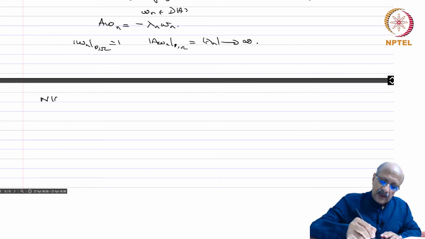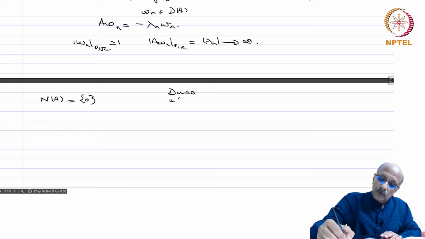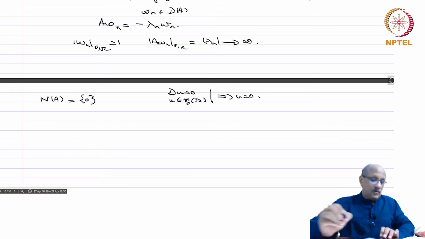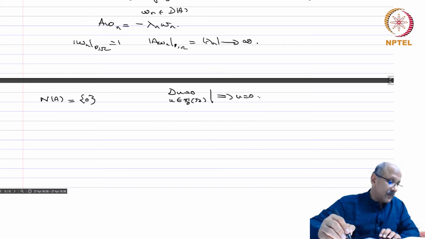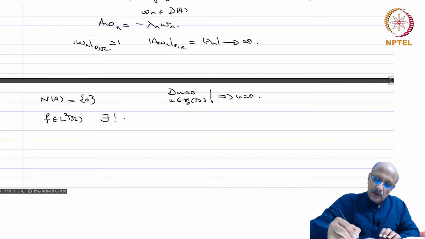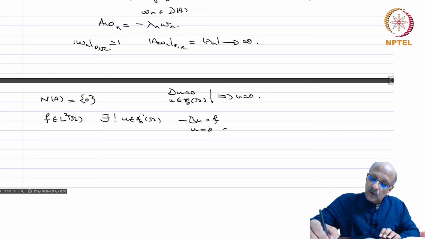What about N of A? Again, N of A here is the singleton {0}, because if you have Laplacian u equal to 0 and u in H1 0 of omega, then Poincaré's inequality tells you that u equals 0. Now, if f is in L2 of omega, there exists a unique u in H1 0 of omega such that minus Laplacian u equals f and u equals 0 on the boundary of omega.